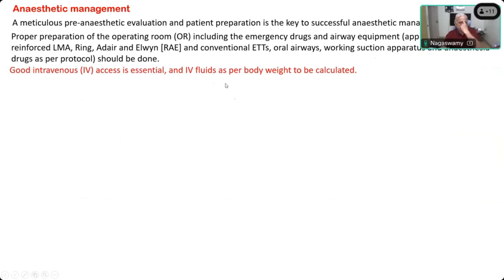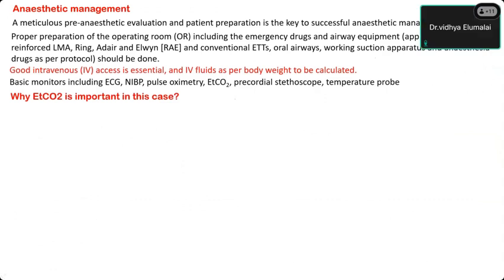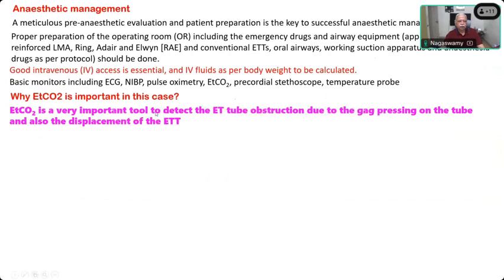The IV fluid, body weight to be calculated. Basic monitors, ECG, NIBP, pulse oximetry, etc. Why is ETCO2 important? Very important in this case. So it helps in identifying the tube disconnection. Excellent. Hypoventilation. ETCO2 is important to detect ET tube obstruction.